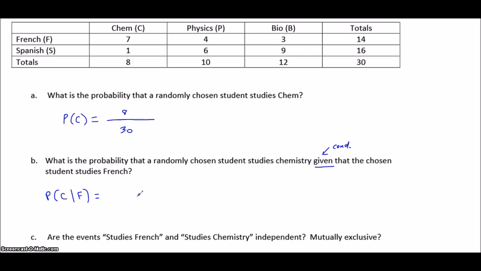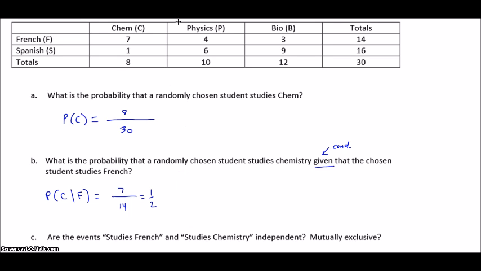Let's think about this the intuitive way first. The intuitive way to think about this is that we're going to limit ourselves to just the people in the French row here. Since it's a given that we chose the person in French, we can ignore the rest in determining this probability. So we know that the total outcomes in this case are now 14 because we know we're in this first row. And then once we're in the first row, the number of students studying chemistry is 7. And so the probability of someone studying chemistry, given that they've studied French, is actually 1/2.